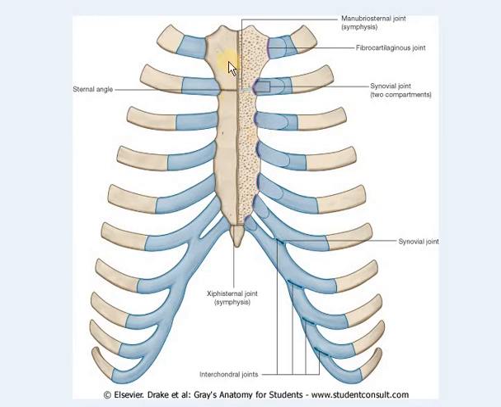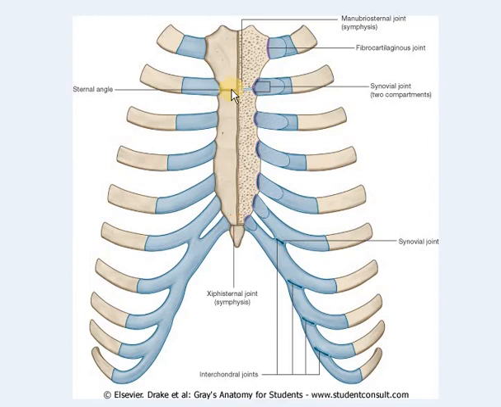This joint between the manubrium and the body of the sternum is again a cartilaginous joint, the secondary cartilaginous joint, whereas this joint, which is called the xiphisternal joint, is the primary cartilaginous joint.